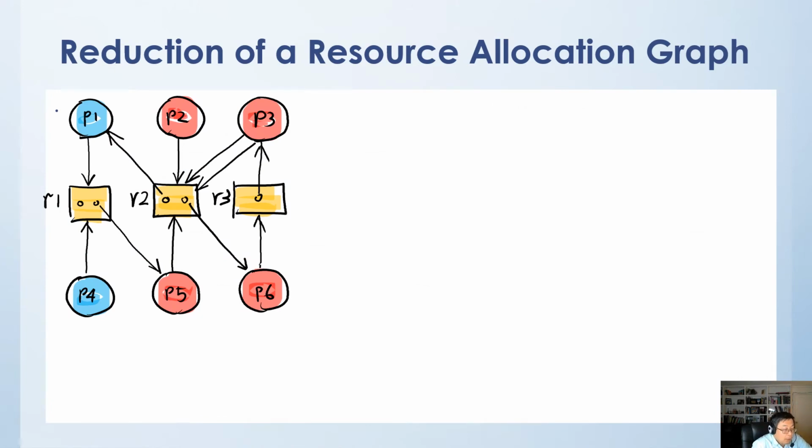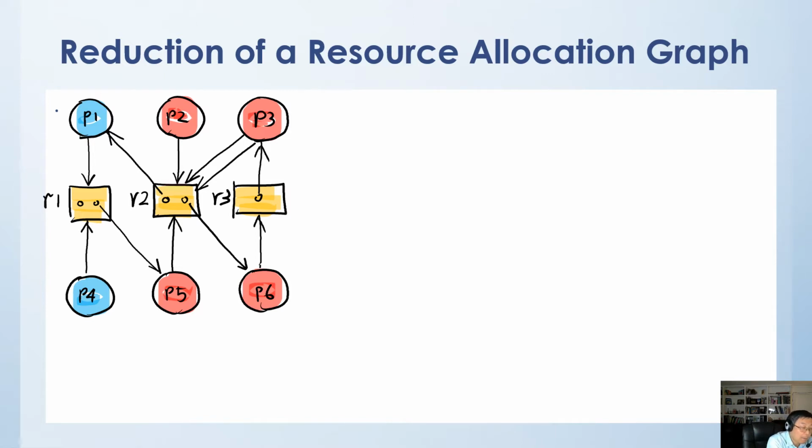Okay, so let's take a look at an example. Now here's a graph, a resource allocation graph. Now we try to use the graph reduction algorithm to decide whether the current graph is in the deadlock state or not. Okay, now let's follow the procedures for the graph reduction algorithm. So based on the algorithm, we need to actually remove the processes that are unblocked. Now let's take a look at this.